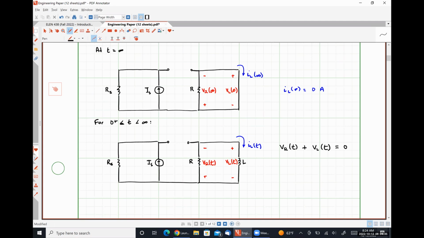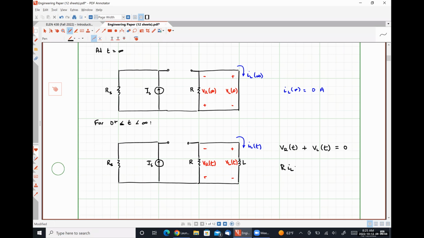Now, I can express both VR of t and VL of t in terms of that inductor current, IL of t, right? So VR is simply going to be R times IL of t using Ohm's law. I'm going to erase this and move it down very slightly. And the voltage drop across an inductor is given by L di by dt.